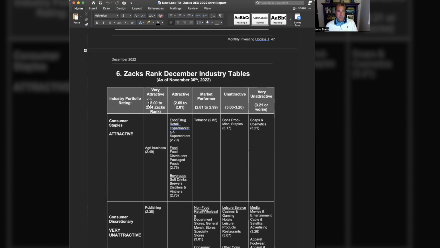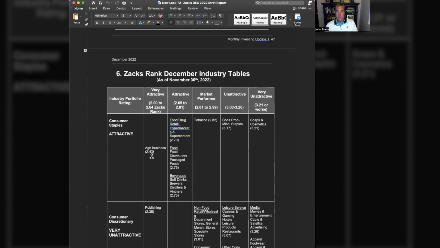Now, looking at these numbers, you can see this is from 2 to 6. A 2 is a number 2 rank. A 3 is a number 3 Zacks Rank hold, and below that is obviously our 4s and 5s. So this does tie to an individual Zacks Rank, but it rolls up. So this is the agribusiness Zacks Ranks rolled up to 2.5.